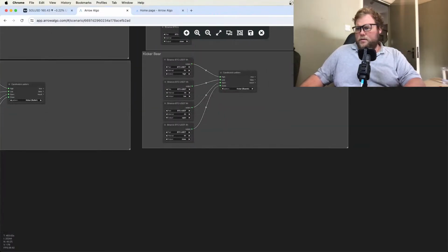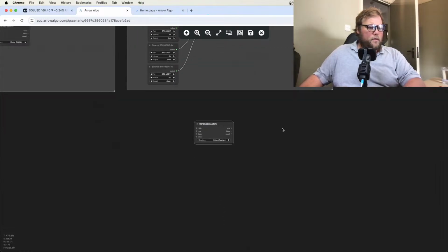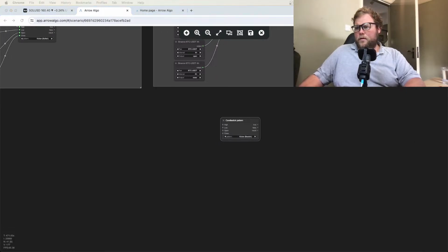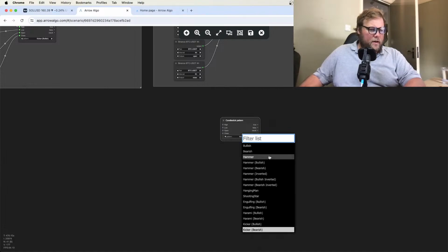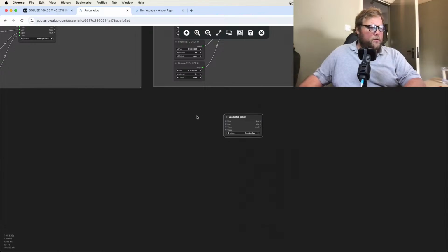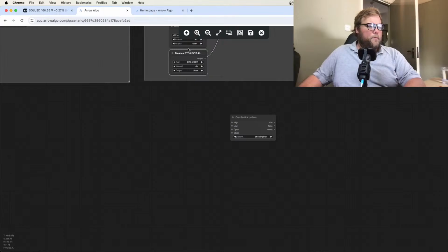Now that we've got each of these, why don't we stick one more in here actually. Down the bottom, because we've stuck in hammer, engulfing, harami and kicker. Let's also stick in a shooting star as well, which is another bearish indicator.